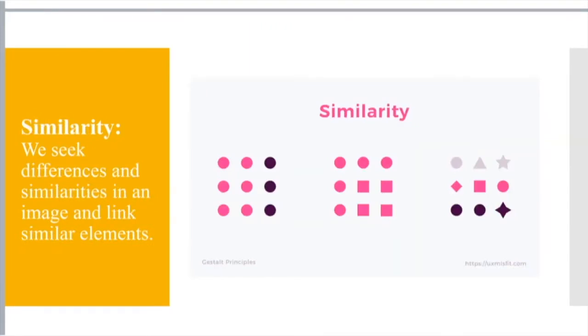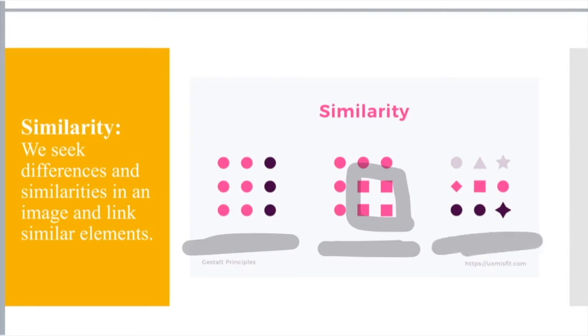Similarity then says that we seek differences and similarities in an image and link similar elements, right? So on this far left one, we're gonna say that there's pink dots, they're in a group, and there are black dots. In this one, we're gonna group probably these square dots together, square dots, that's counterintuitive. We see the squares and the circles, right? And then on this last one, we have 1 group, 2 groups, and 3 groups based on color. So they're all different shapes, they're all in different orders, but we can group them based on their similarities.